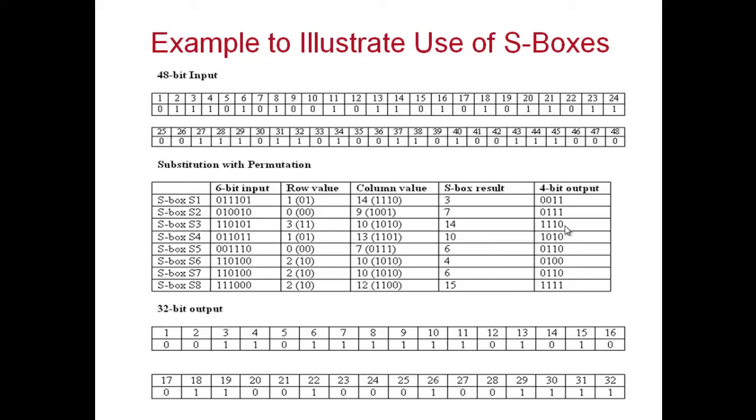So we group all these 4-bit outputs together. That will make 32 bits because we have 8 S boxes, so 4 bits per S box. It is like 0, 0, 1, 1, 0, 1, 1, 1, 1, 1, 1, 0, 1, 0, 1, 0 here, and then 0, 1, 1, 0 and so on.